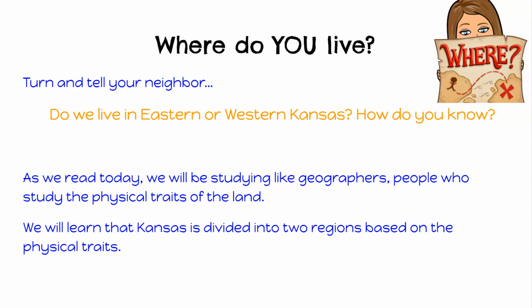And so as we read today, we are going to be putting on our hat of geographers. Geographers are people who study the physical traits of the land. And so we're going to see how Kansas is divided into two regions. We have eastern Kansas and western Kansas based on different physical traits of our state.